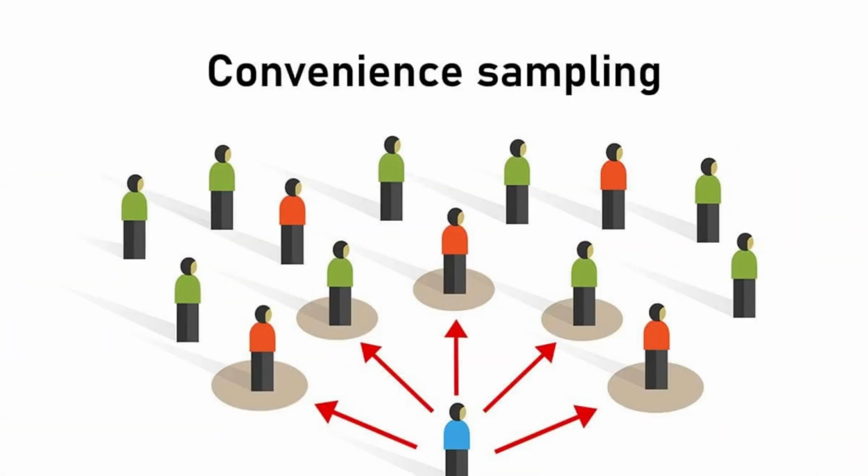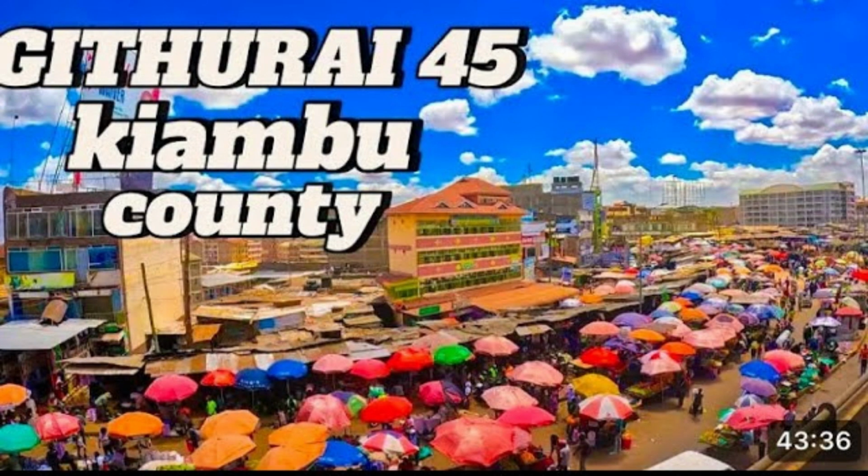We have types under non-probability sampling, and we have convenience sampling. Convenience sampling is selecting participants who are easiest to reach. Let's say you want a quick interview about the Gen Zs doing the demonstrations. You get the quickest people to reach, and that is Nairobi. Maybe you get a densely populated place like Githurai, or Eastlands, where you get those people easily.